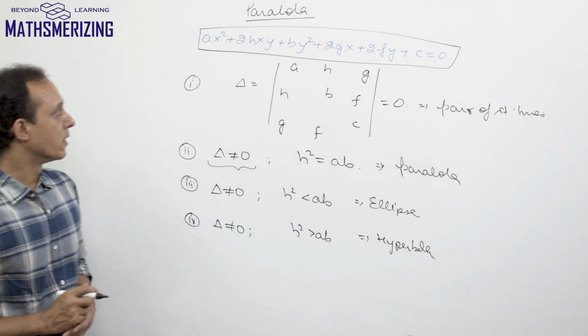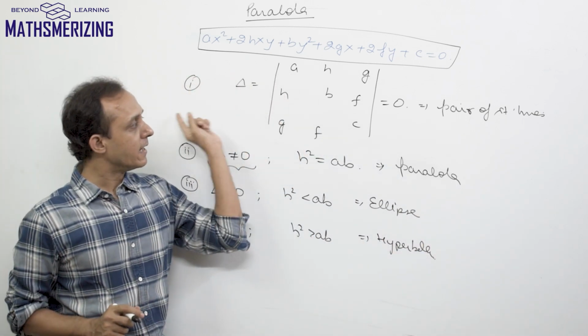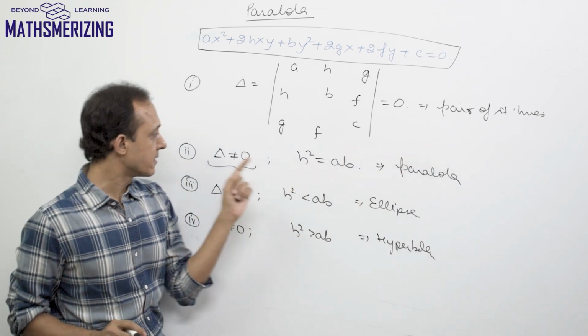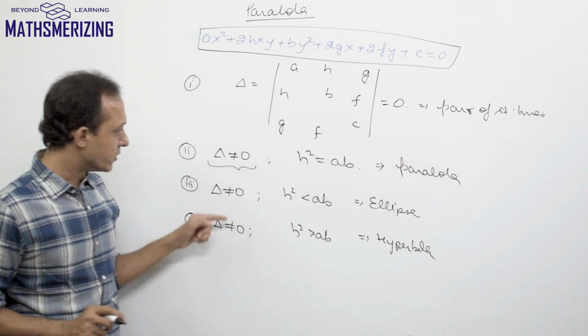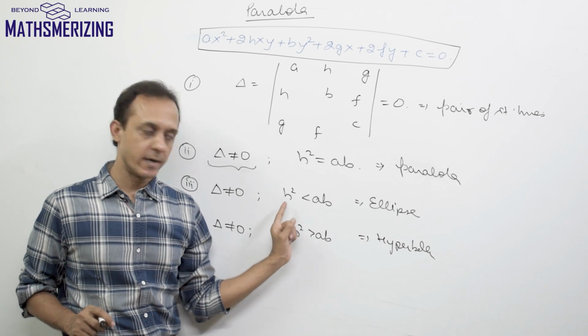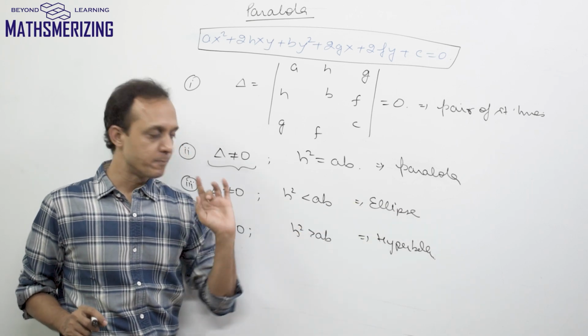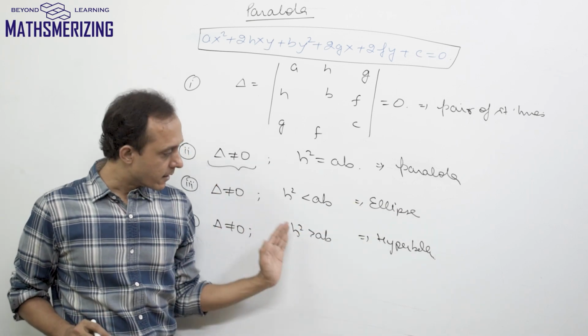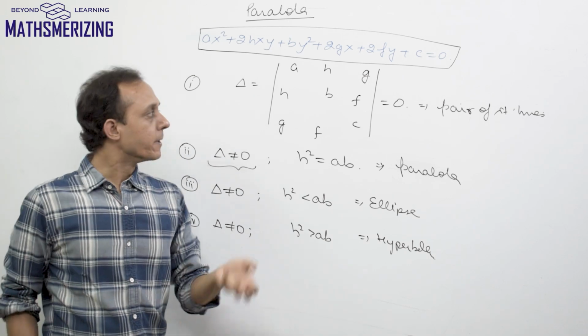So this equation, if delta is equal to 0, will represent a pair of straight lines. If delta is unequal to 0, but h square equals ab, we'll get a parabola. If h square is less than ab, we'll get an ellipse. And if h square is greater than ab, we'll get a hyperbola.